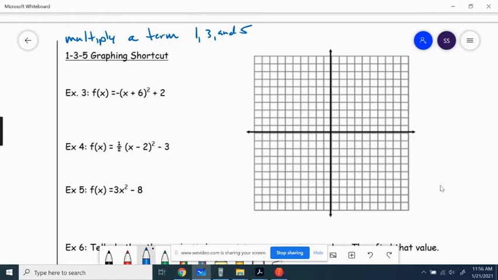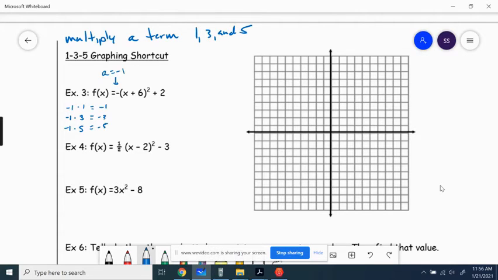Okay, so for example 3, the a value, the a is the value in front of the parentheses. So my a value for number 3 is negative 1. Okay, so we're going to multiply negative 1 by 1. We're going to multiply it by 3 and 5. All right, so we get negative 1, negative 3, and negative 5.